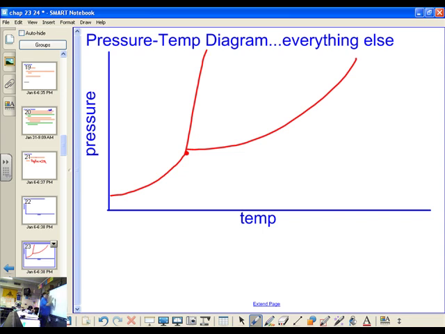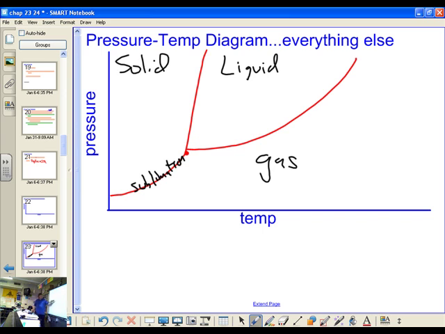All right. So in this region, at these temperature and pressure combinations, you get solids. At these, you get liquids, and here you get gas. Along this line is where sublimation occurs. This is sublimation. In other words, you're going to have solids and gases together here.